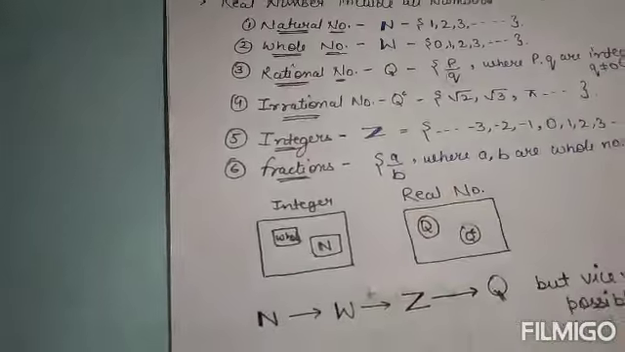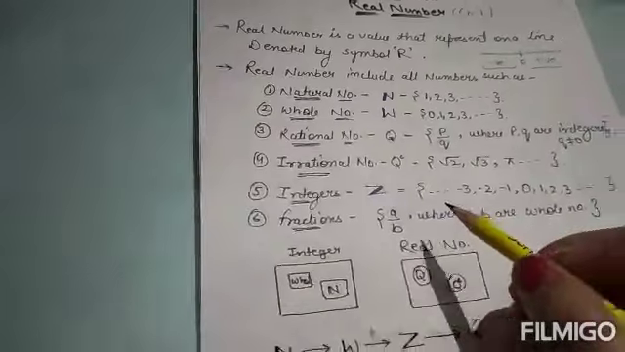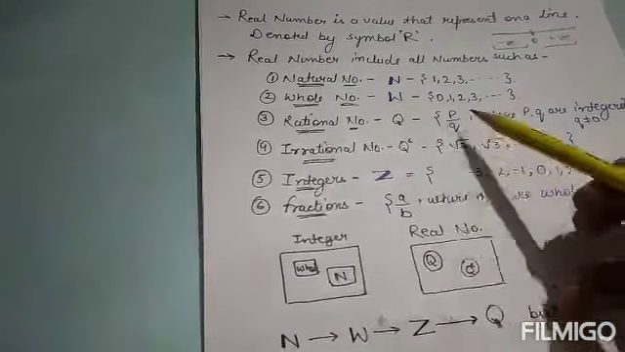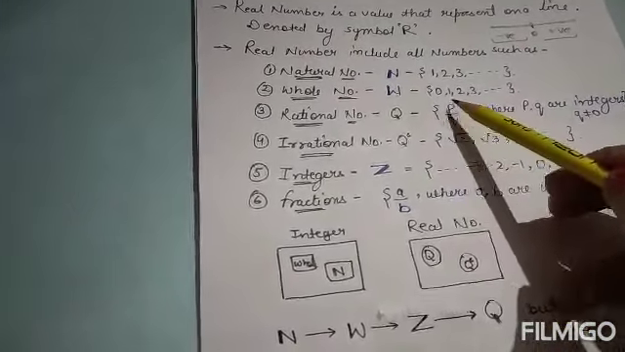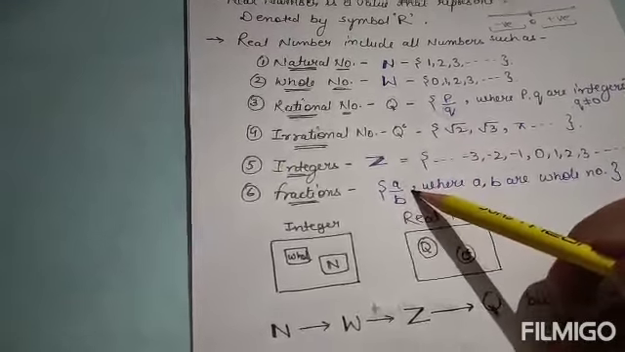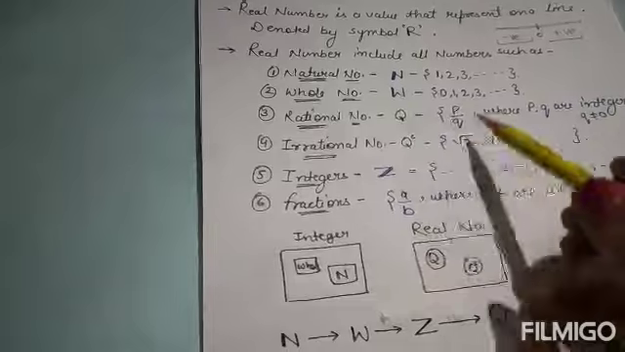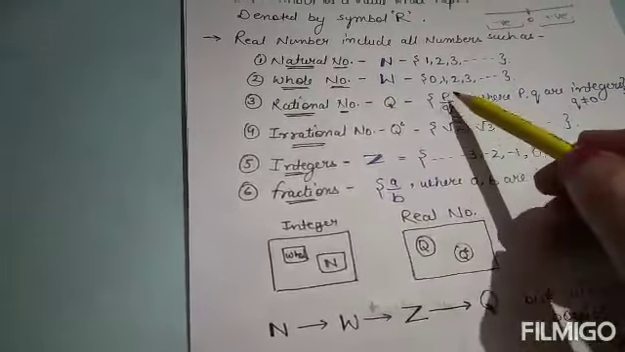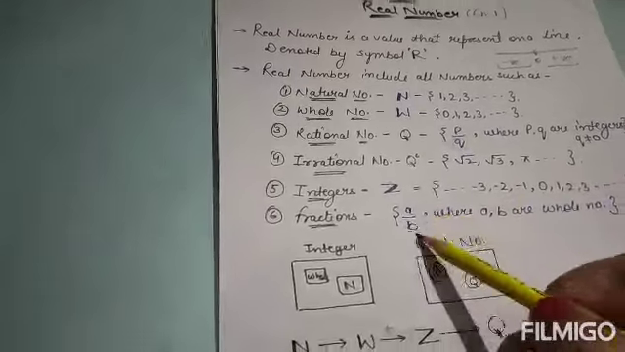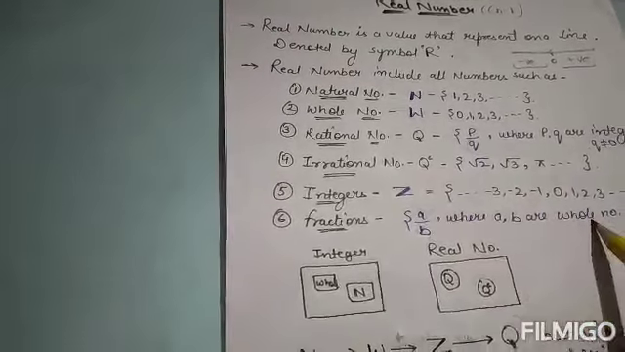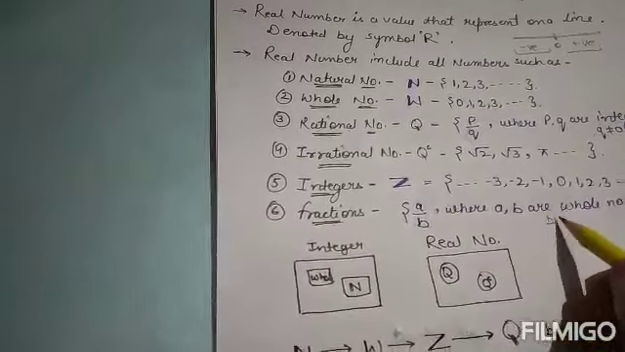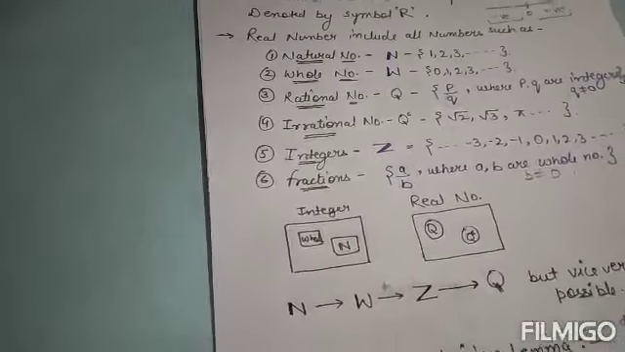Lastly, fractions. What are fractions? Look, rational numbers and fractions look the same. They are also in the form of p by q, and they are also in the form of a by b. But what's the difference? Here the p and q are always integers, and in fractions a and b should be whole numbers. They should never be negative numbers, where b is not equal to 0.